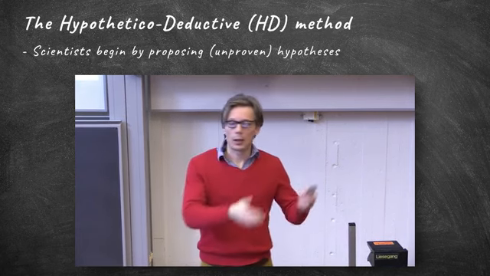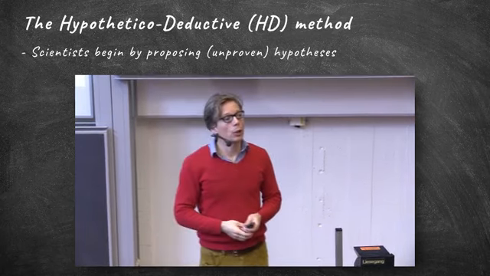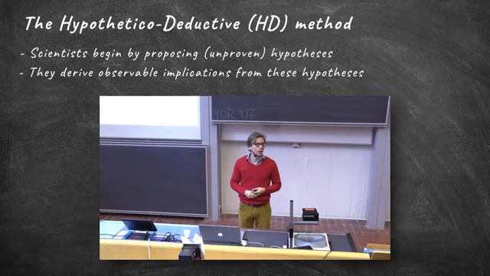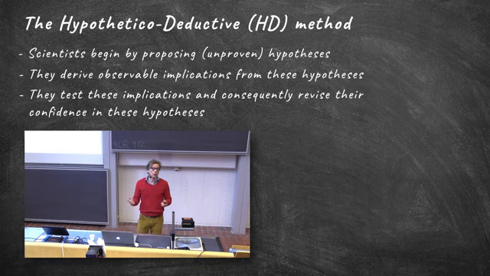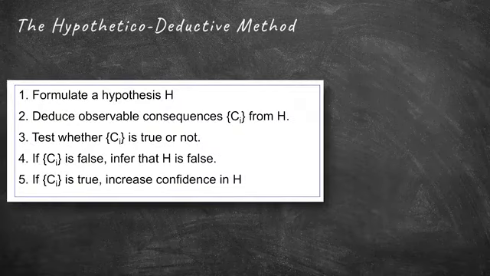We just say, well, here's something we think might be true. And then we use deduction to derive certain consequences from that hypothesis. And then we test that hypothesis and either increase or decrease our confidence in the hypothesis based on the test of the implications. Let me discuss this in more detail.